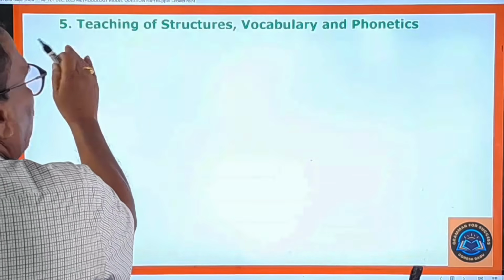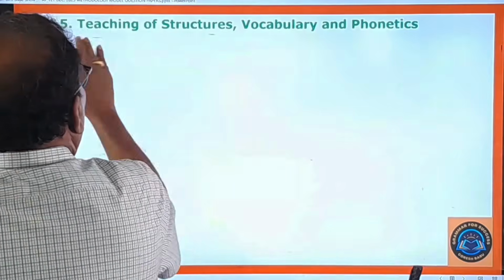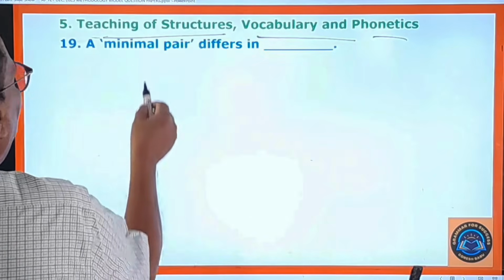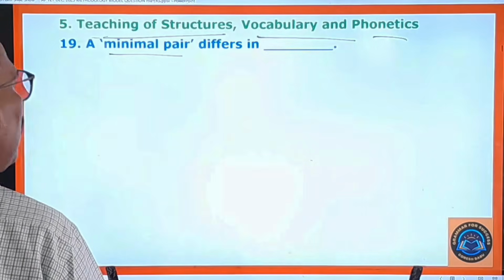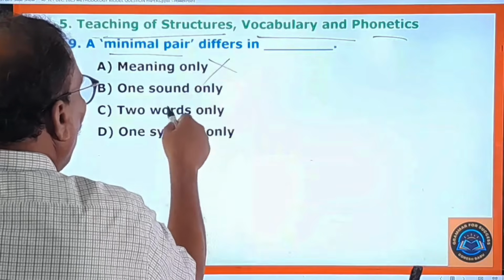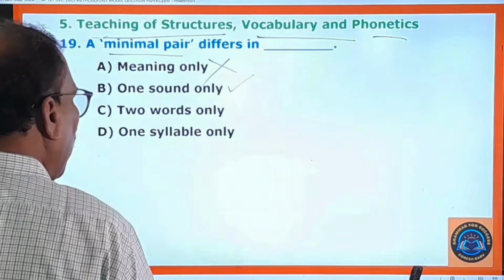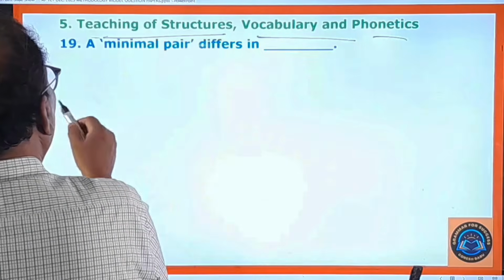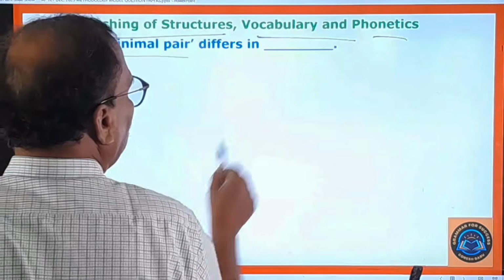Next aspect of this question paper is teaching of structures, vocabulary, and phonetics. And here you pay attention. A minimal pair differs in what? Meaning only? No. One sound only. That's the right one. Two words only? No. One syllable only? No. Here you pay attention. 19th question. A minimal pair differs in what?